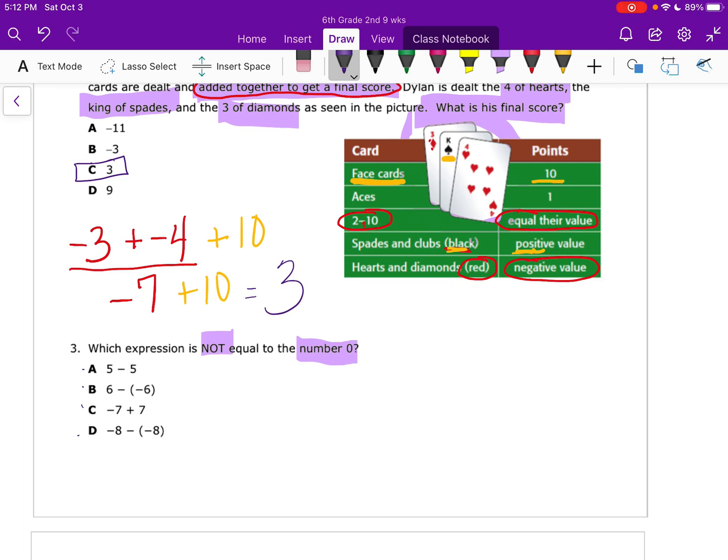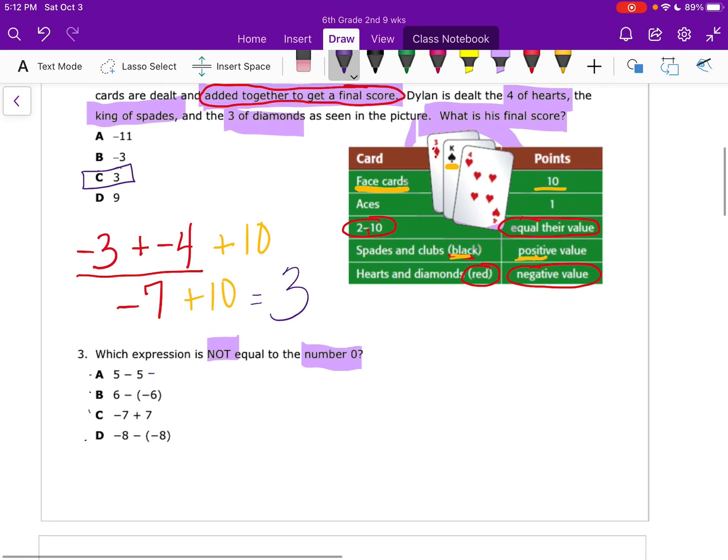So 5 minus 5, we learned that a long time ago. We know 5 minus 5 is 0. Okay, 6 minus negative 6. So if we keep-switch on that, that will be 6 plus 6, which will give us 12. C says negative 7 plus 7. So 7 negatives and 7 positives, they'll all go together, and they will equal 0. There'll be none left over.